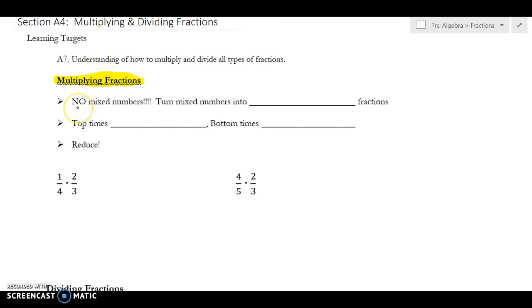For multiplying, the first thing you have to know is that you cannot have any mixed numbers. So if you have a number that is 2 1/3, you can't multiply like this. What you need to do is turn it into an improper fraction. And then remember, the way you do that is you multiply, and I get 6, and then I add. And so it's 7/3.